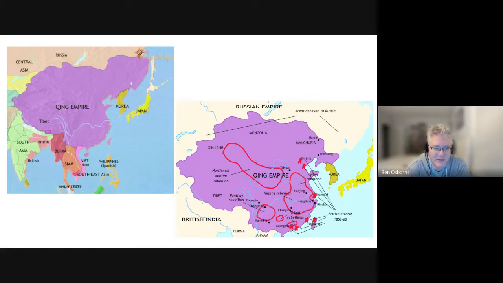On the bottom right, you'll see some of the rebellions that are taking place. Look, there's a ton of them. The big one on the bottom right is the Taiping Rebellion, but there's also the Northwest Muslim Rebellion and the Panthay Rebellion. You can also see a whole bunch of British attacks on them. Basically, the Qing Dynasty is just kind of falling apart as we go along.